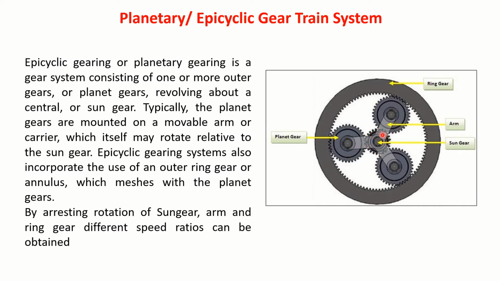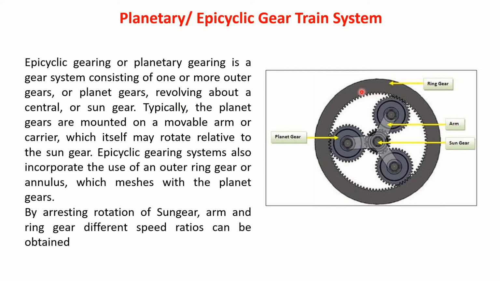Around the sun, planets revolve. So these are planet gears. These planet gears are mounted on an arm. And this one is the ring gear. So by having the relative motion between any two gears, we can obtain a speed ratio.